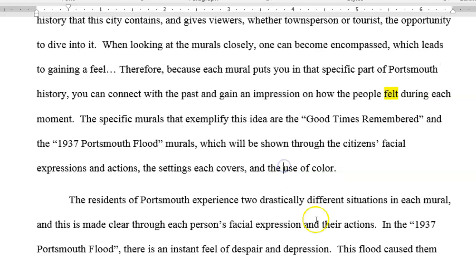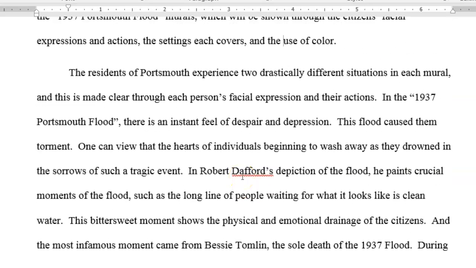There were places in your essay where it felt like you were telling me about the murals, but you weren't exactly explaining how the details in that paragraph were helping to back up your main point. And so that happened in a few places. And there were also places where I felt like you could have used more concrete detail.